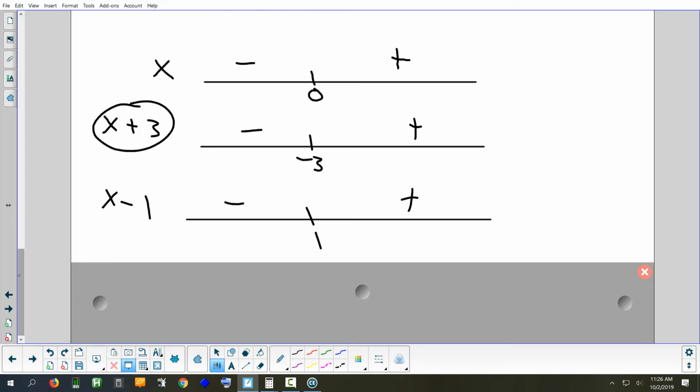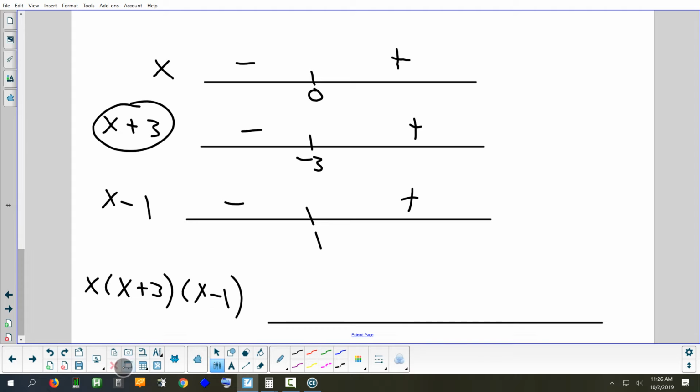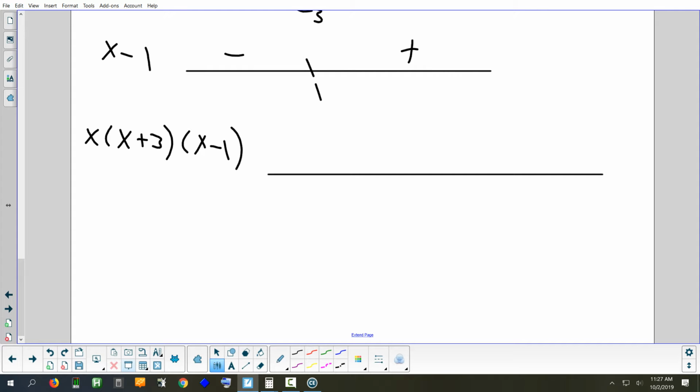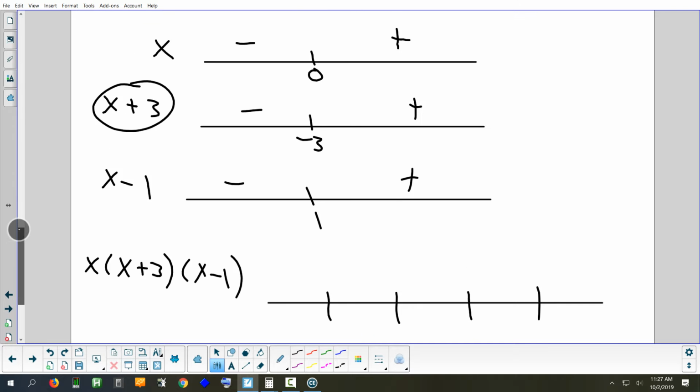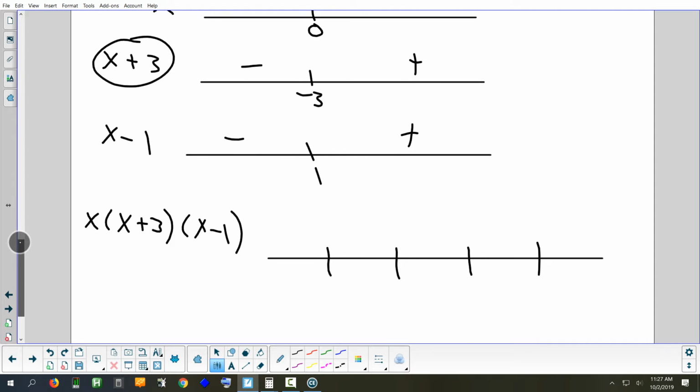Now, we're going to combine that into one number line. How many sections is my number line going to have? 4. And they're going to alternate. So let's just do the first 2, and then we'll know what happens from there. These are not spaced to scale. Do they always alternate? They always alternate. Yep.